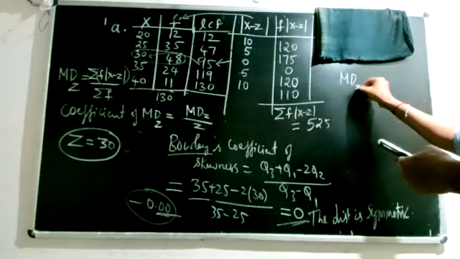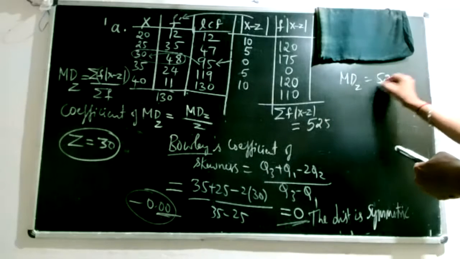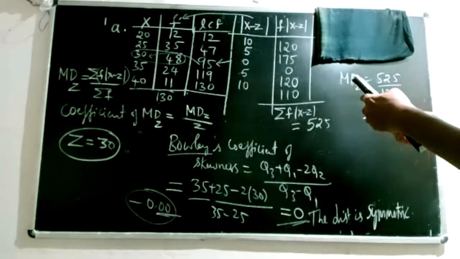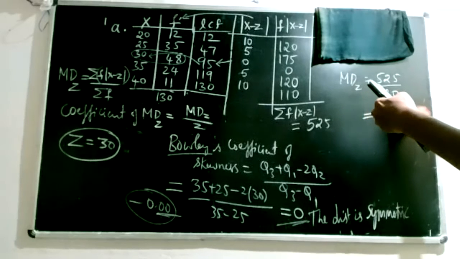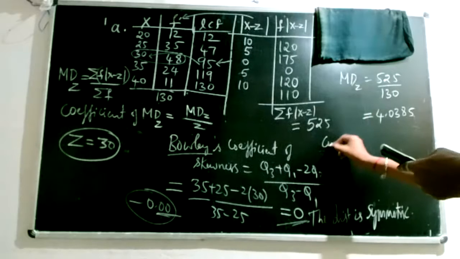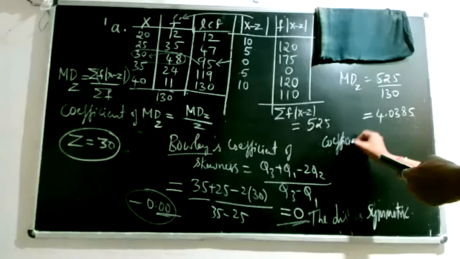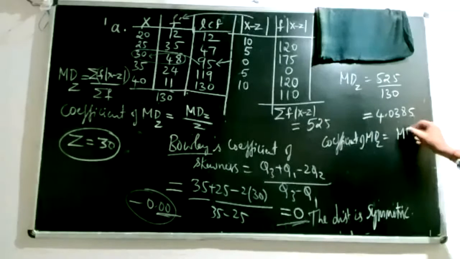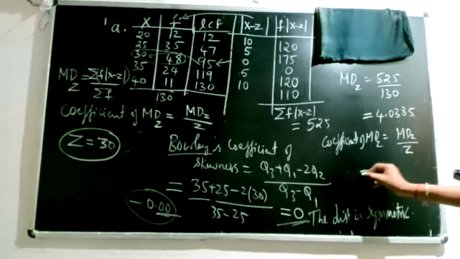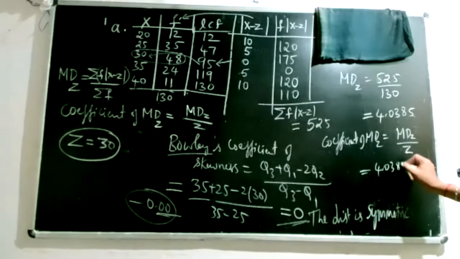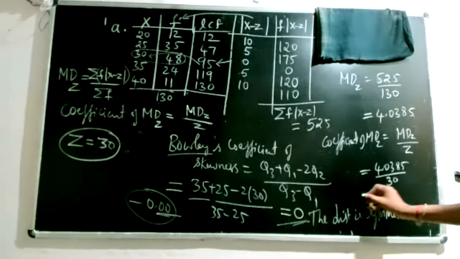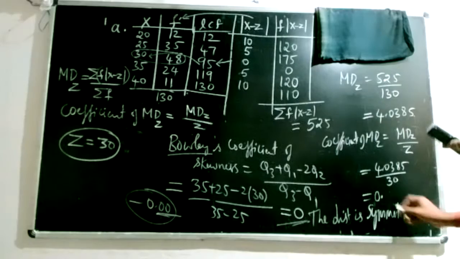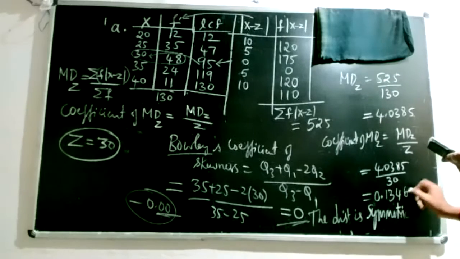So we have MDZ is equal to 525 by 130. So 525 by 130 is 4.0385, and its coefficient is MDZ by Z. MDZ is 4.0385 and Z is 30. So we get this divided by 30 is equal to 0.1346.